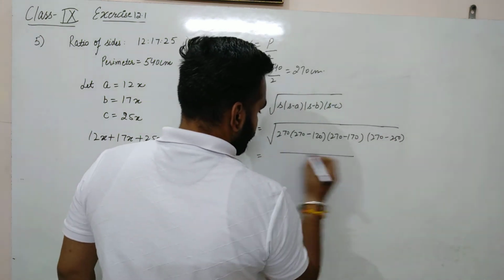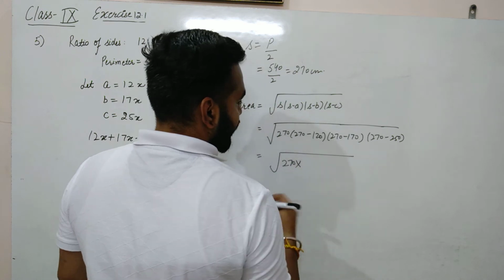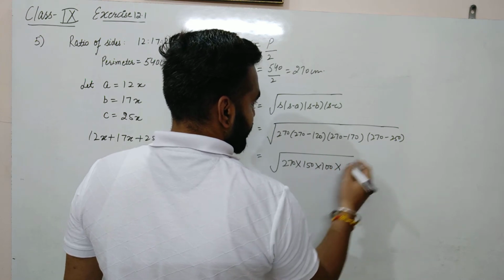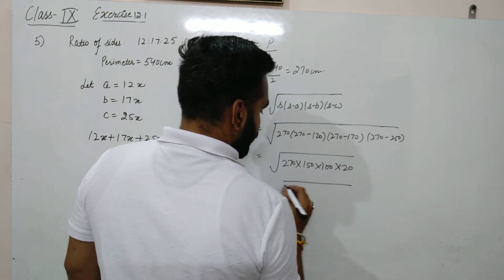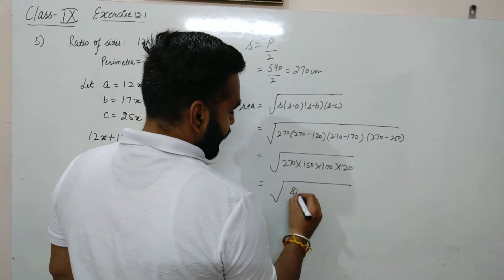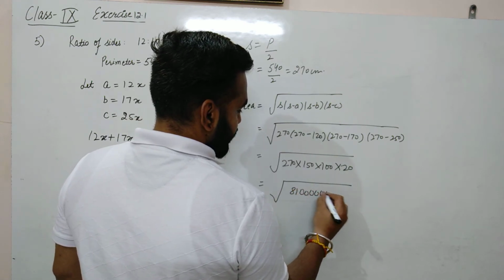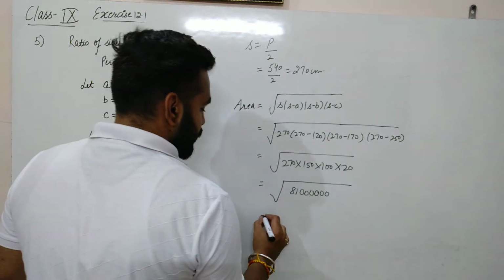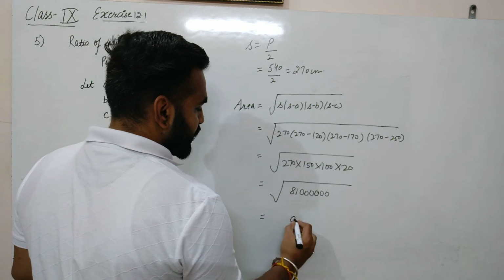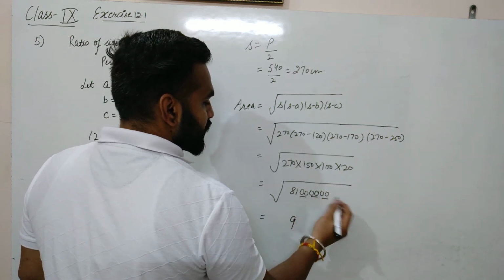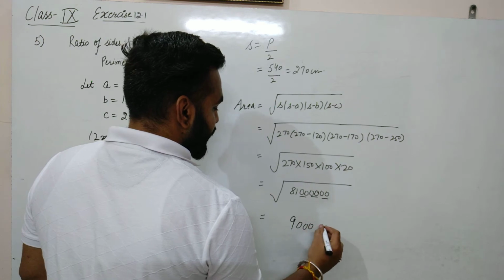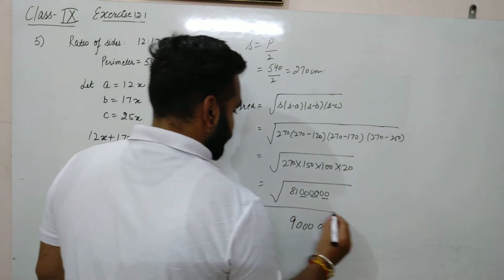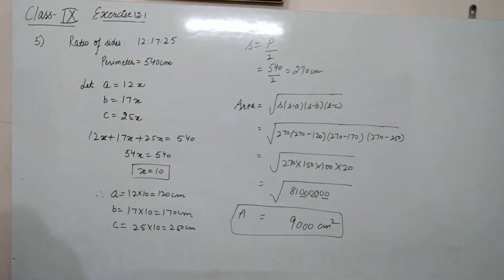So this is equal to 270 into, this is 150, this is 100 and this is equal to 20. So on multiplying it will be 81 and 6 zeros here. Clear everyone? So the square root here is square root of 81 is 9 and there are 6 zeros. So in the square root there will be half zeros, that is 3. So area of triangle is 9000 centimeter square.